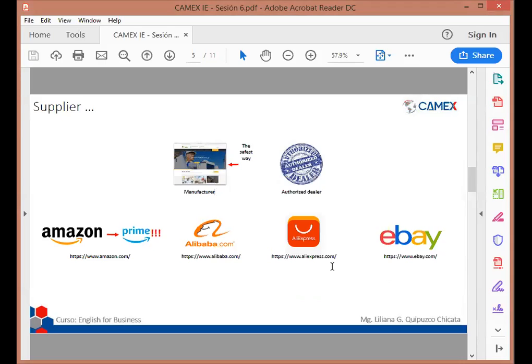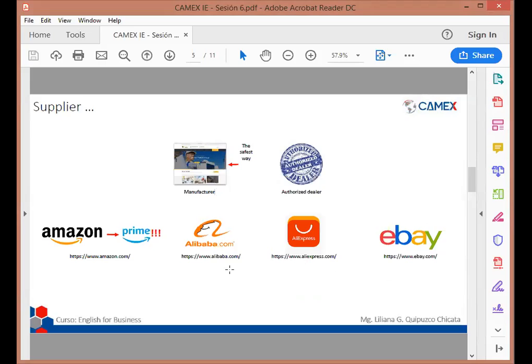Remember that AliExpress is for buying in small quantities. So let's say if we're just going to buy 10 units or less than 20 units, okay? It will depend on the seller, but it is for small quantities, for retailers, let's say.